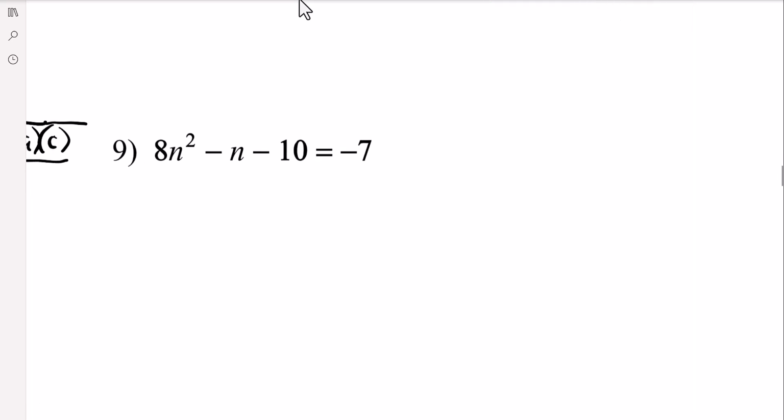Okay, when you get down here, we need to zero out the right side first. So we're going to add 7, then rewrite the quadratic. And now you have your A, your B, and your C.